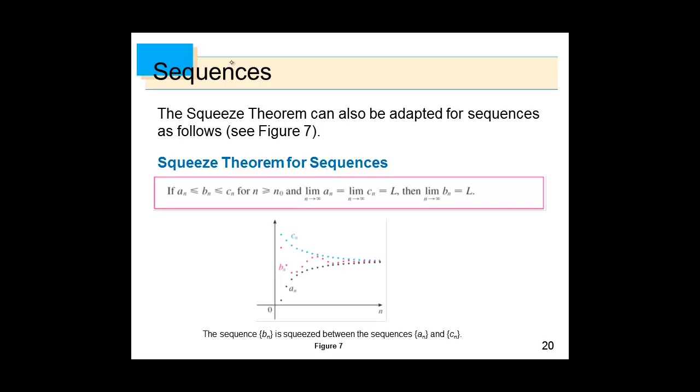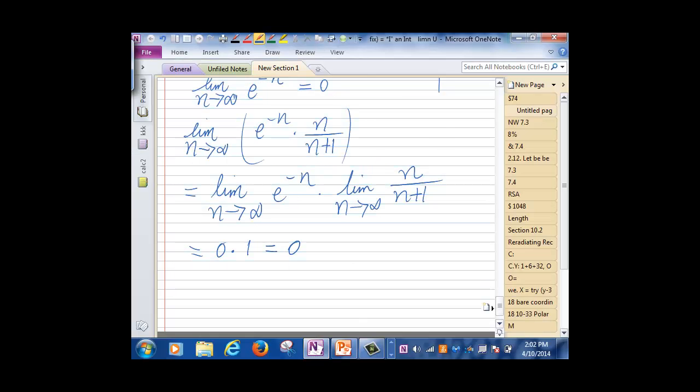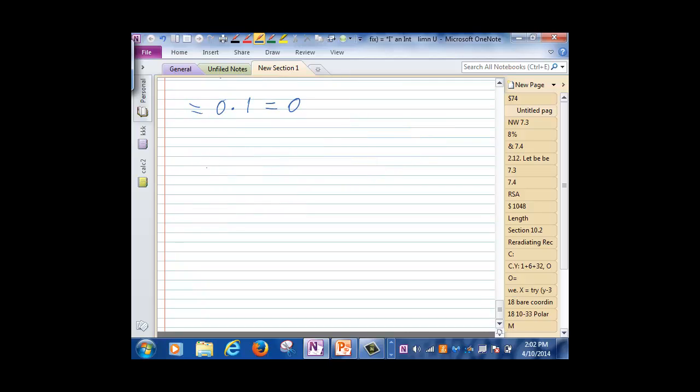Let me give you an example of using that. Suppose I want to know the limit as n goes to infinity of 1 over n multiplied by sine of n, the sine function evaluated at n. Suppose I want to find this limit. And I can apply the Squeeze theorem in the following way.